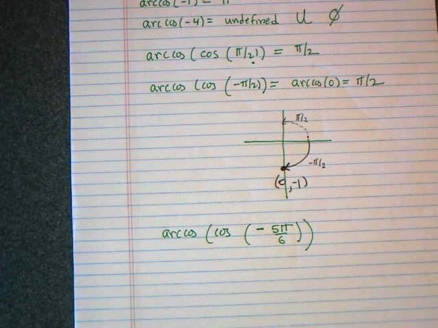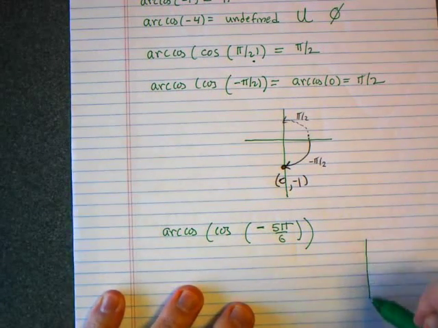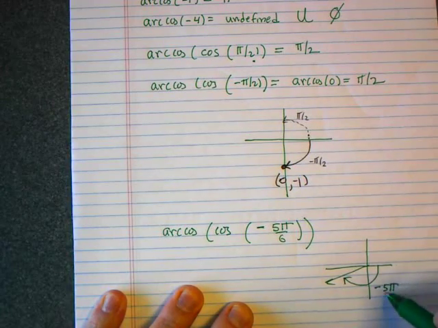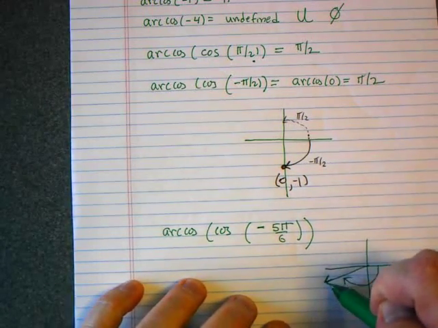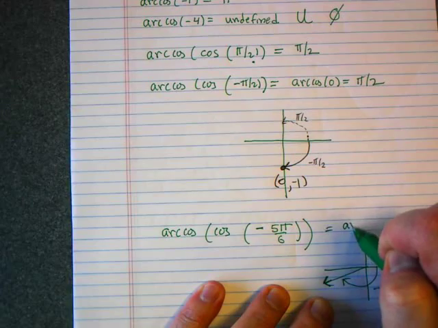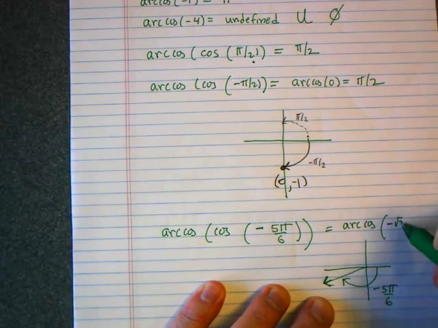Where does negative 5 pi over 6 live? Which quadrant? It's in the third quadrant, isn't it? Negative 5 pi over 6 is here. In the third quadrant, is cosine positive or negative? Cosine is negative in quadrant number 3. So the reference angle is pi over 6, and the cosine of negative 5 pi over 6 is negative square root of 3 over 2. That's correct. So this is the arc cosine of negative square root of 3 over 2.